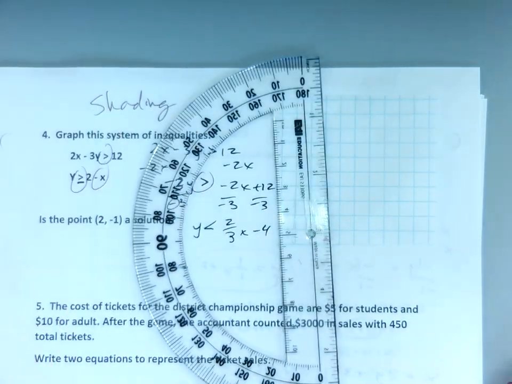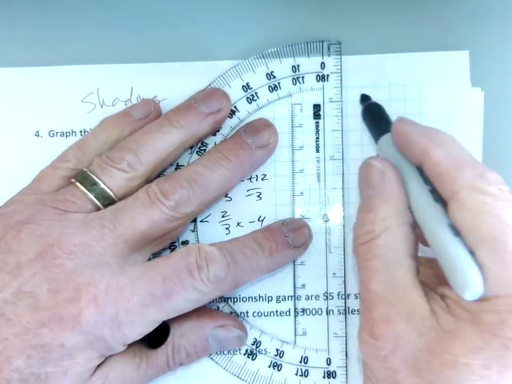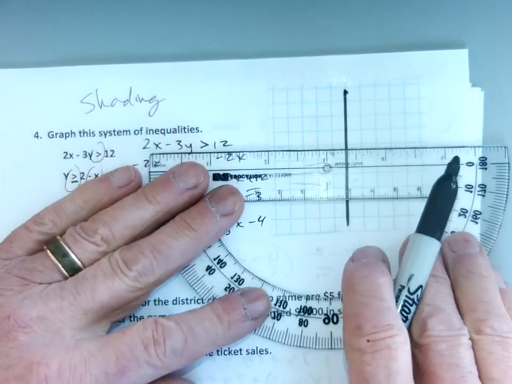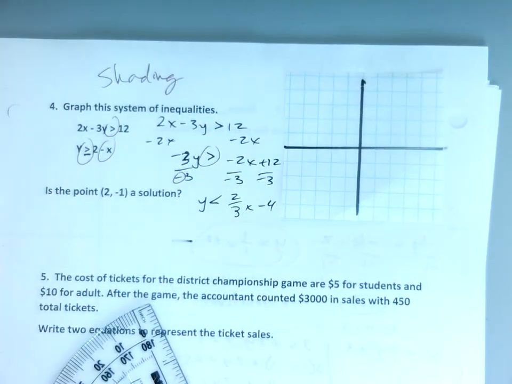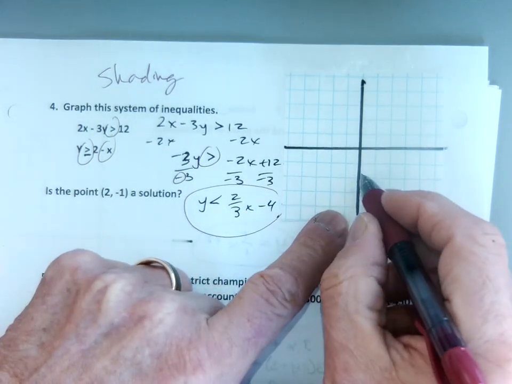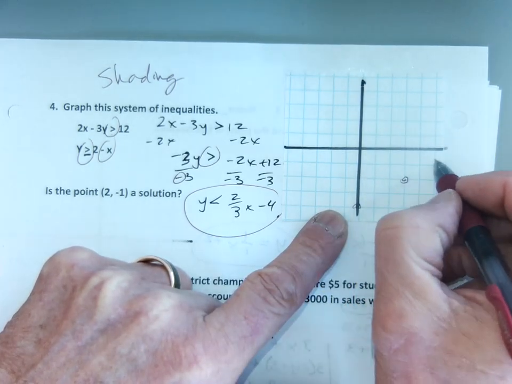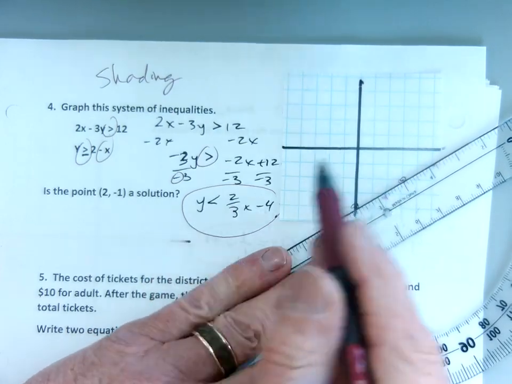Okay, I didn't graph that. Let me get my graph set up. And let's put this one in red. Start at negative 4: 1, 2, 3, 4. I'll go up 2 over 3, up 2 over 3. It's going to be a dashed line because there's no equal sign.